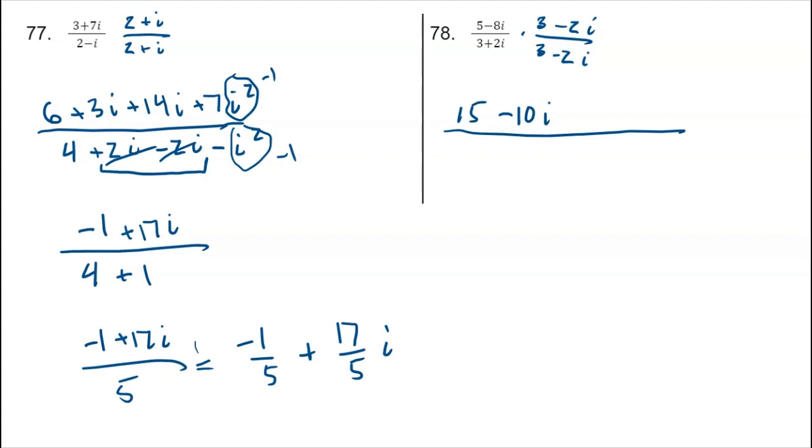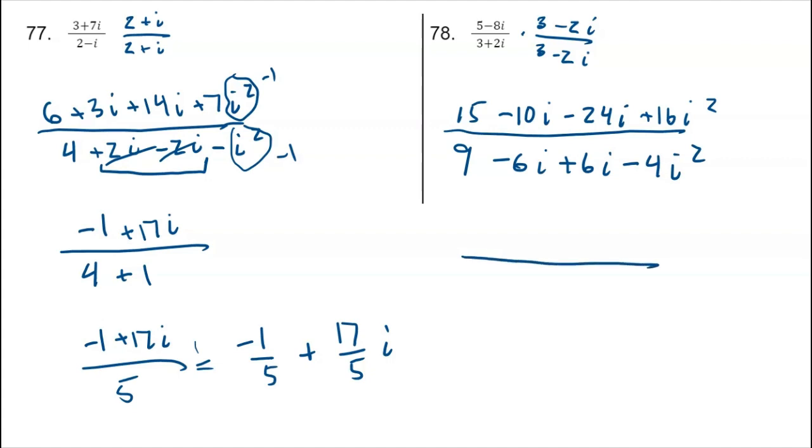Negative 8i times 3 is negative 24i. Negative 8i times negative 2i is positive 16i squared. In the bottom we have 3 times 3, which is 9. On the outside we have a negative 6i. On the inside, 2i times 3 is a positive 6i. And then finally we have a negative 4i squared. The whole advantage of multiplying by the conjugate is in that denominator. Those inside and outside terms are going to cancel. The negative 6i and the positive 6i are gone. They add up to 0.